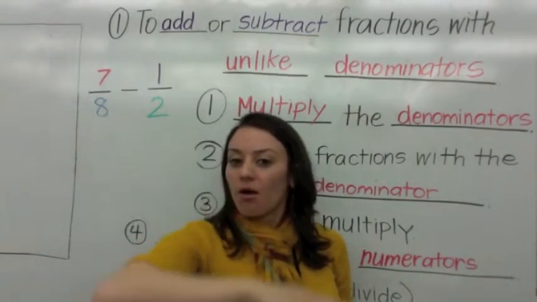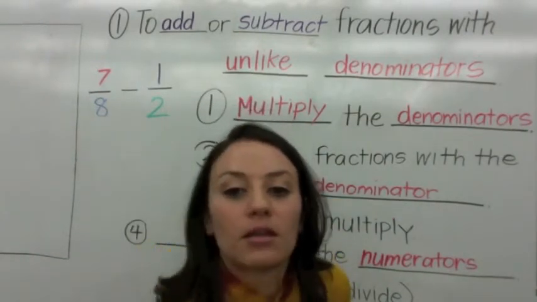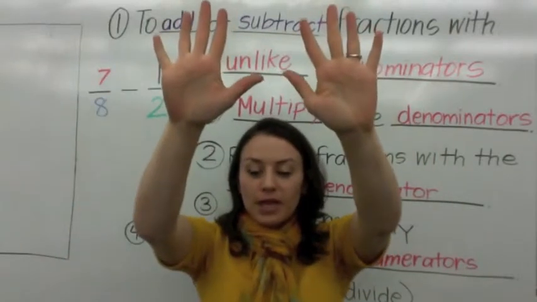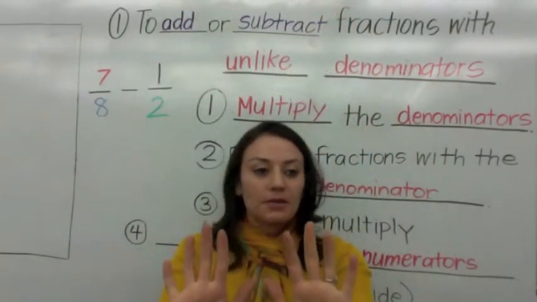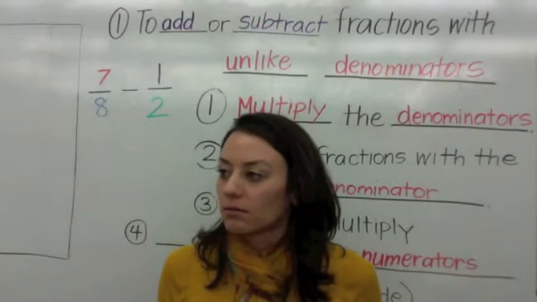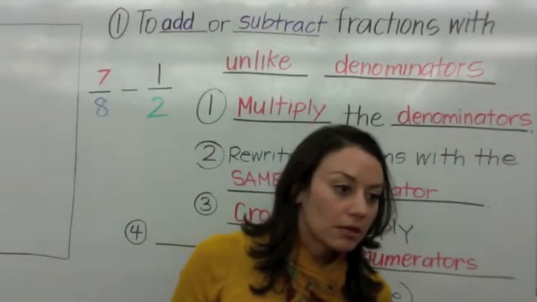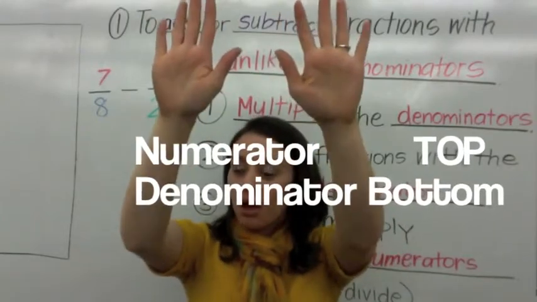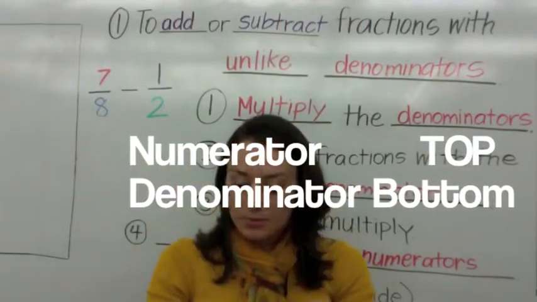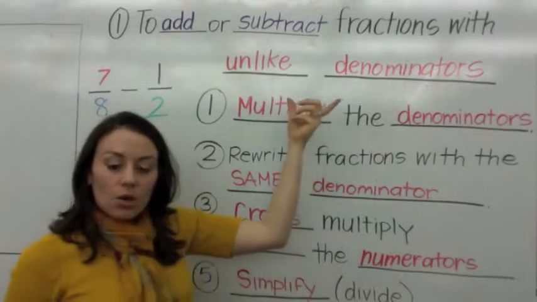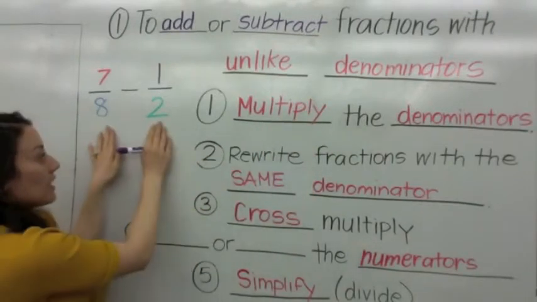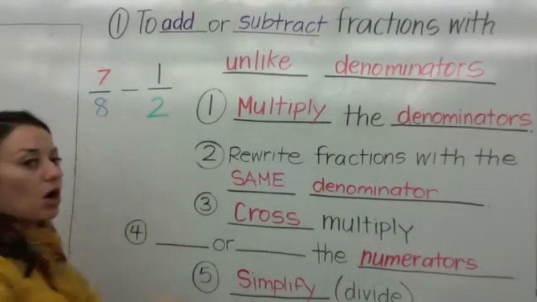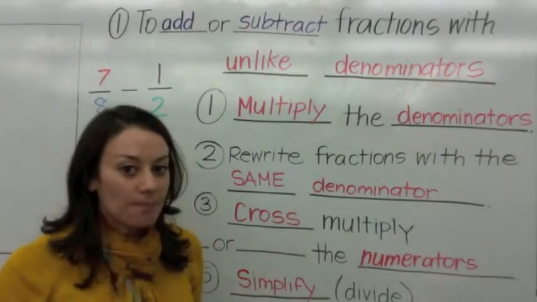Say for me, say fraction. Numerator top, denominator bottom. Say it again. Ready? Here we go. Say fraction. Numerator top, denominator bottom. So, when the denominators are unlike, it means the bottom numbers are not the same.